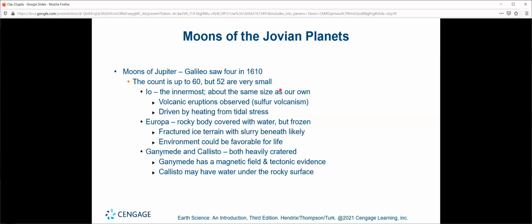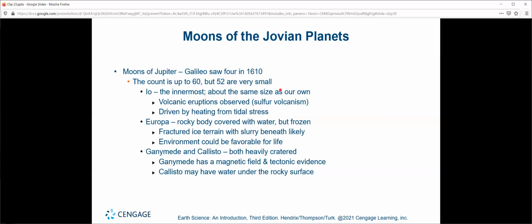The ones we care about are the Galilean moons: Io, Europa, Ganymede, and Callisto. Of these 4, Io is the innermost of these large moons that Galileo discovered. It's thought to be about the same size as our own moon. And we have witnessed volcanic eruptions on this moon, sulfur volcanism, which is thought to be driven by heating from tidal sources. The gravity of Jupiter is literally pulling Io and shoving it around so much that it's causing volcanic tidalism, which, again, all this stuff sounds so metal and amazing, right?